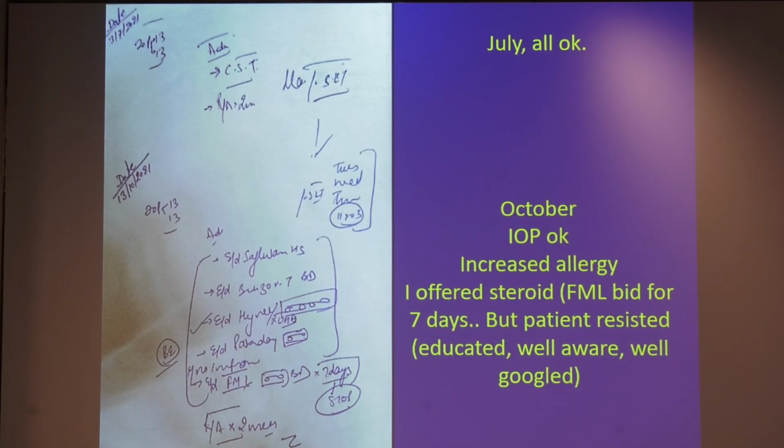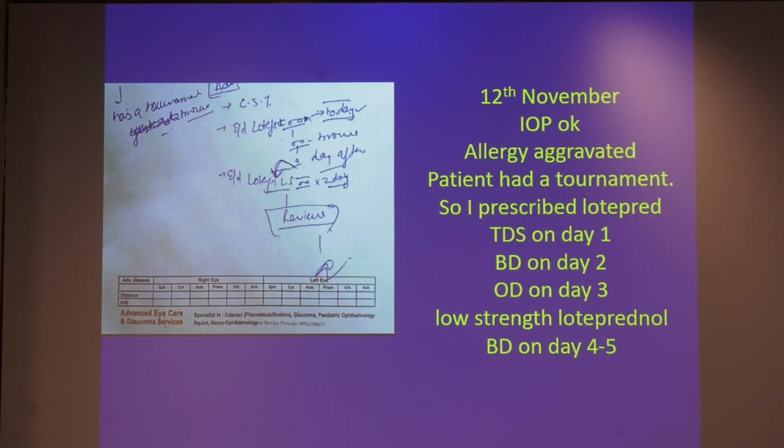I offered him a short course of FML BD for 7 days only, but the patient was very educated, well aware, and said, no, I would bear the allergy, but I do not want even a short course of steroid. I said, fine. I also started the patient on Cyclomune 0.1%. The patient then again came on 12th of November. IOP was okay. Allergy had aggravated further.